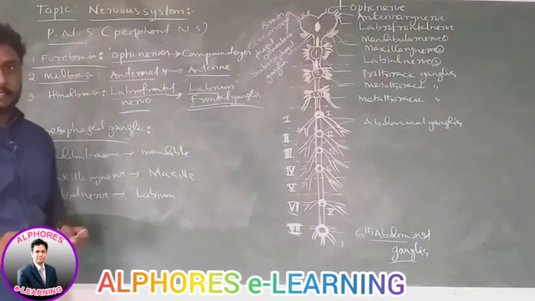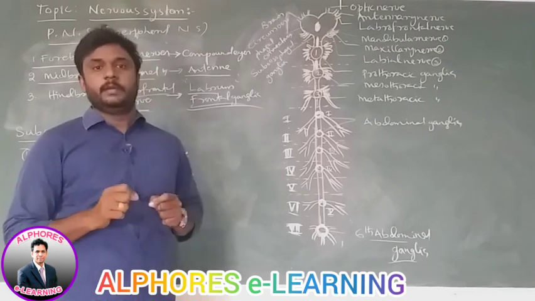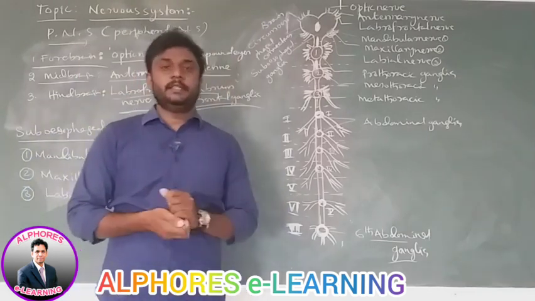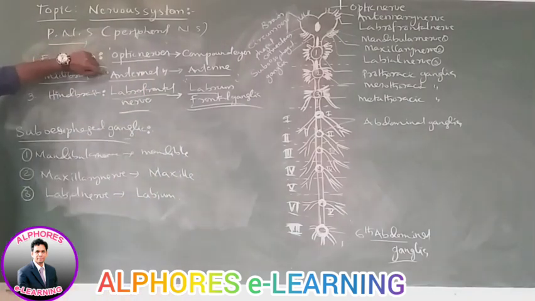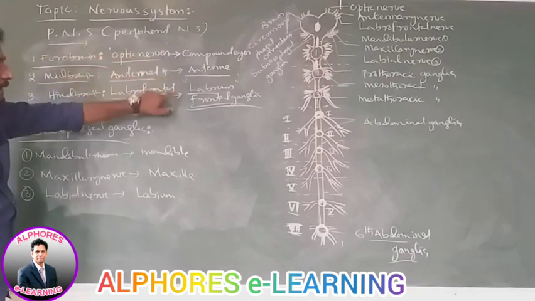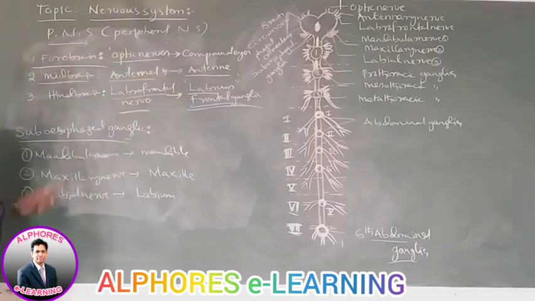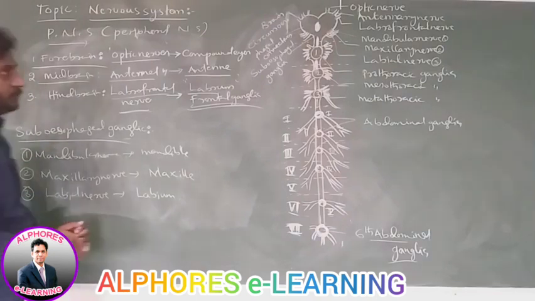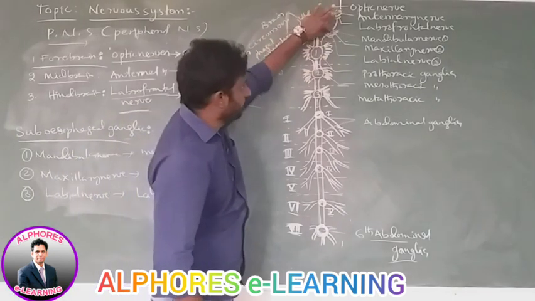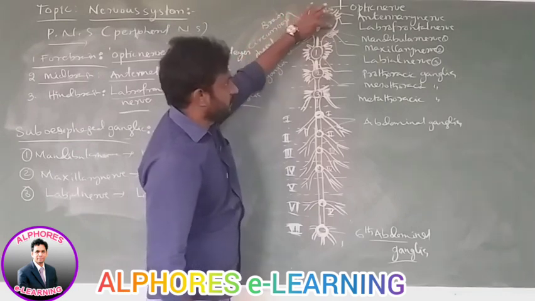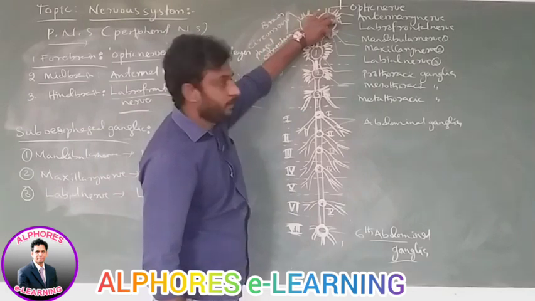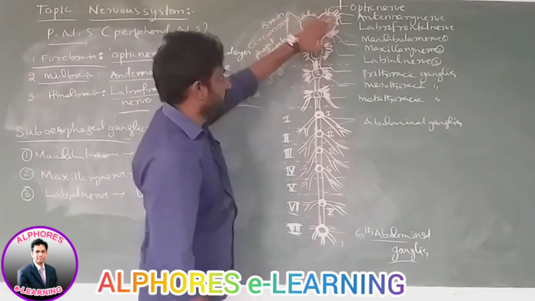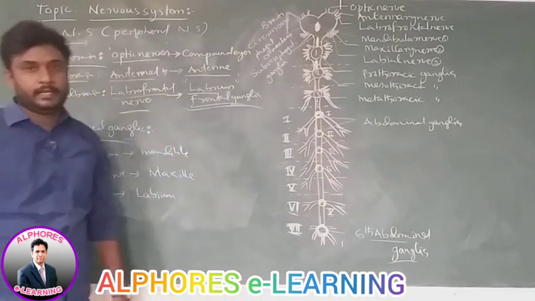Now we are discussing the nerves which are arising from the brain and nerve cord. From the brain, 3 pairs of nerves arise, called the optic nerve, antennal nerve, and labrofrontal nerve, which are connected with the compound eye, antennae, and labrofrontal ganglia. Next, from the subesophageal ganglia also 3 pairs of nerves arise: 1, 2, 3, and on this side also 3. First one, the mandibular nerve. Second one, the maxillary nerve. Third one, the labial nerve.